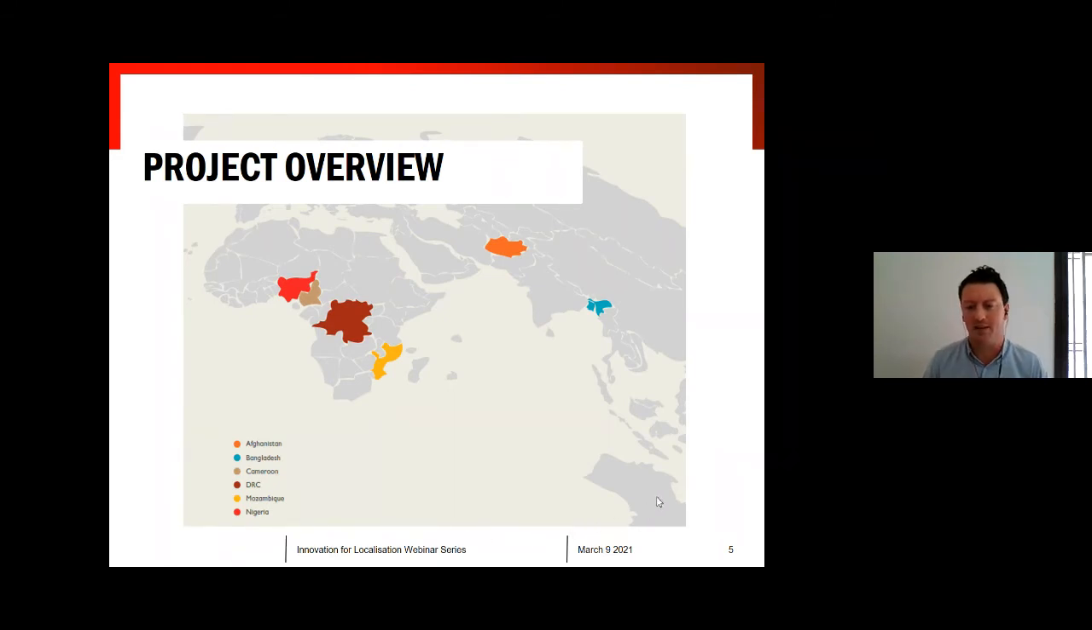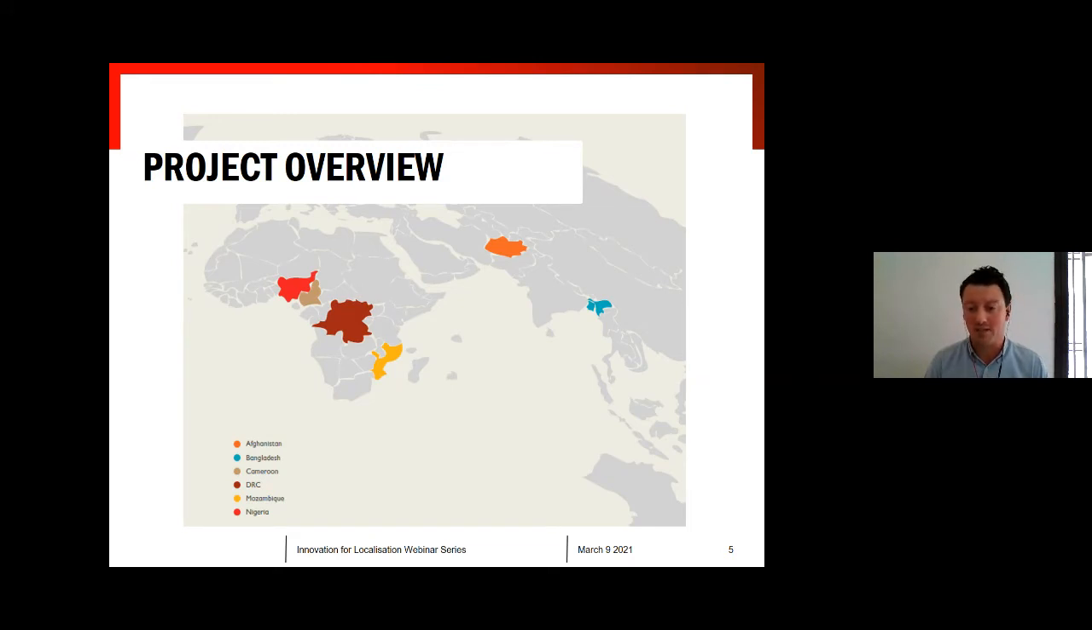As said, the project took place last year, and it involved 6 different countries, as can be seen on the screen: Afghanistan, Bangladesh, Cameroon, the DRC, Mozambique, and Nigeria. These are countries where Street Child already had an existing presence and were already operating in a humanitarian context in these situations.